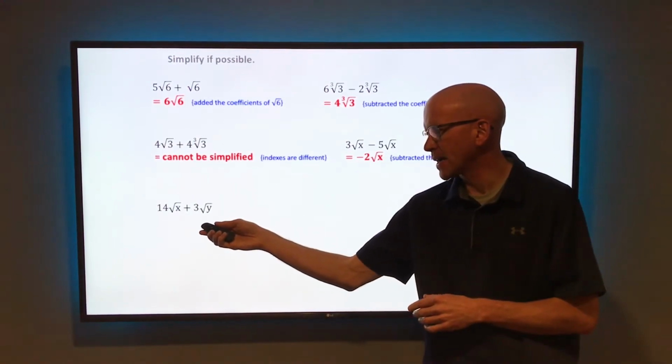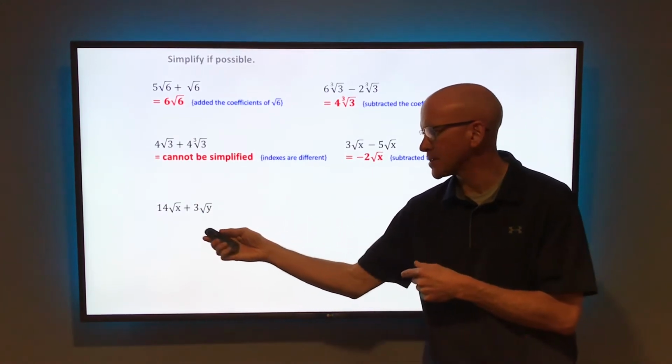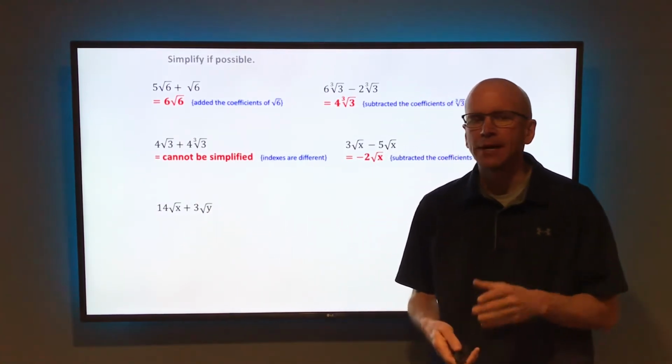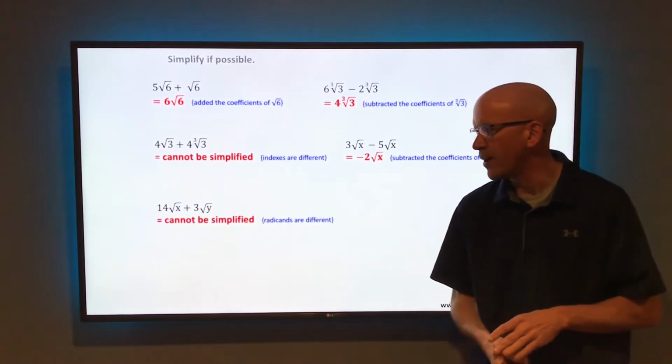14 times the square root of x plus 3 times the square root of y. Notice you have different items under the radical sign. One's an x, one's a y. You cannot combine those. If you have different things under the radical sign, that cannot be simplified.